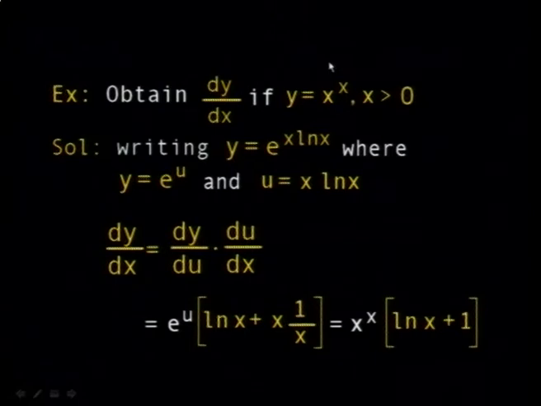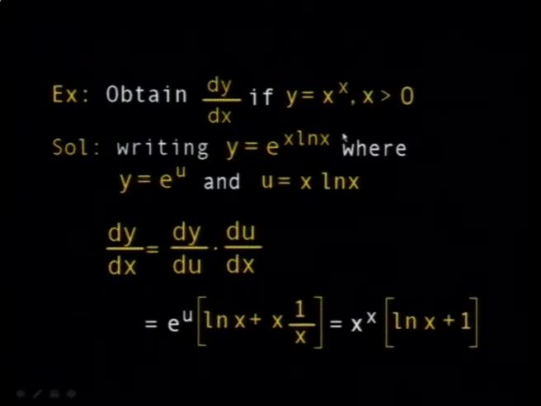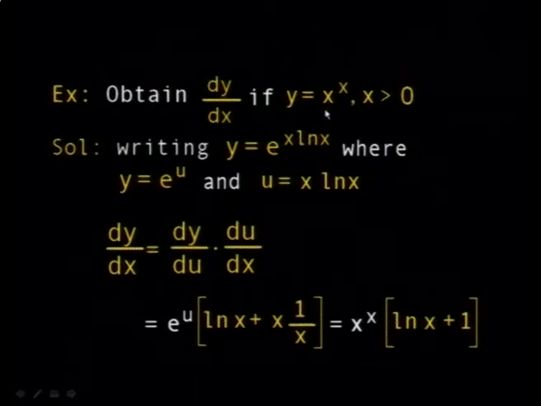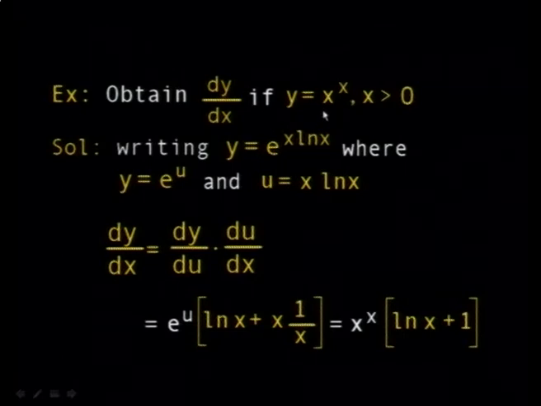This is a function which is y is equal to x to the power x. This is not an algebraic function. Some students confuse between this and x to the n, and they write the derivative in the form x times x to the power x minus 1, which is not true. So what you do here is that you have different ways of dealing with this function.